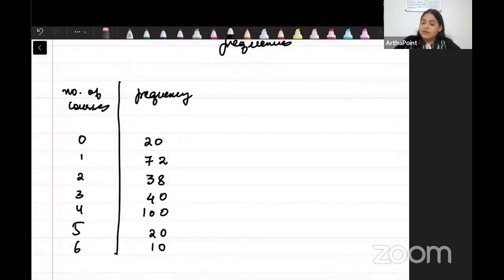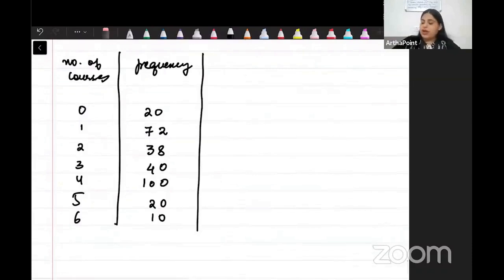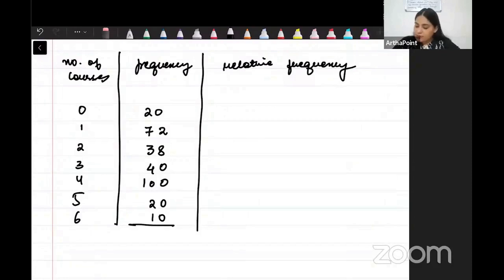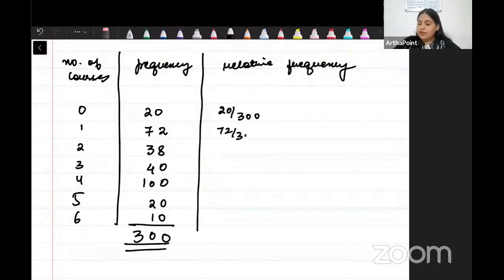First thing that I want to do is make the relative frequency. For that, I will add this up, so I will get 10, 20, 300. That is what I will get. Now I will divide. So I will say 20 divided by 300, 72 divided by 300, 38 divided by 300, and so on. So better quickly use a calculator and try to fill this up. Do it with me. This is a practical subject. You should be writing your answers with me.